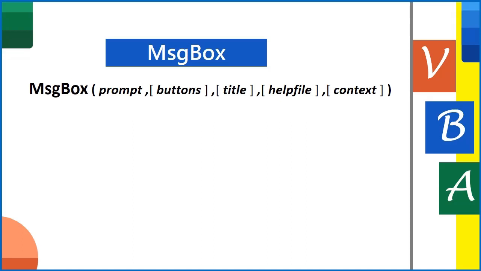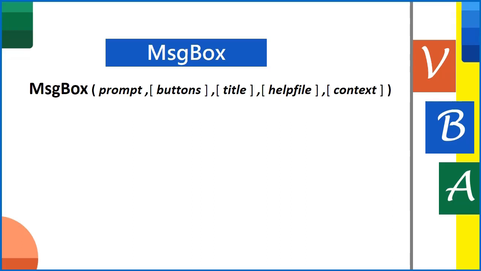MsgBox has the following syntax. MsgBox, prompt, buttons, title, help file, context. The prompt is the text that you want to display in the message box, enclosed in quotation marks. The buttons, title, help file, and context are optional arguments which we will not discuss at this time, meaning we will only use the prompt to show messages.